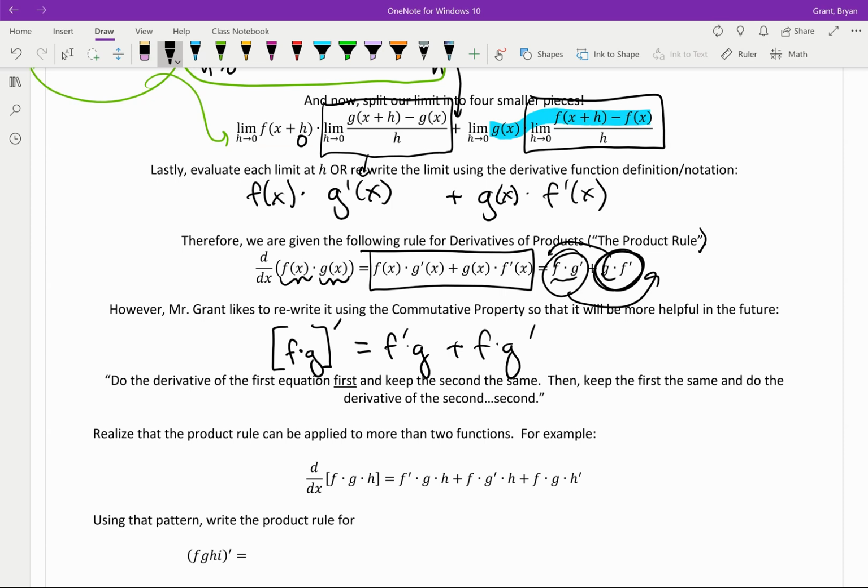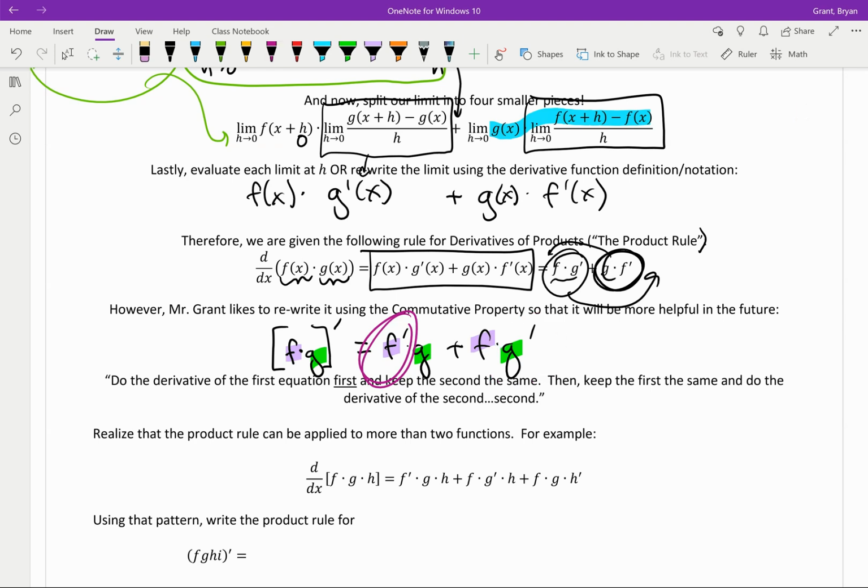Why do I like it this way? Well, first, I like that it maintains the order of the original functions. F always comes first in each of the terms, each of the pairs if you want. G, of course, always comes second. The second reason I like it is because it makes it a little easier for me to remember. When you do the derivative, you do the derivative of the first function first, keep the second the same. And then in the second set, you do the derivative of the second one second and keep the first one the same.